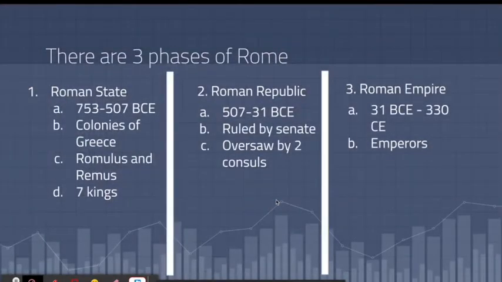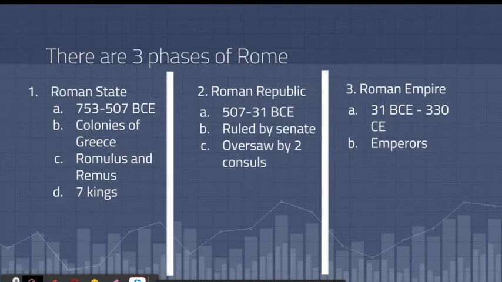So when we're talking about the Roman Empire, there are three phases, okay? Or I shouldn't even say the Roman Empire. That's actually just one of the phases. So there are three phases of Rome. The first phase is the Roman state. The Roman state was between 753 and 507 BCE.